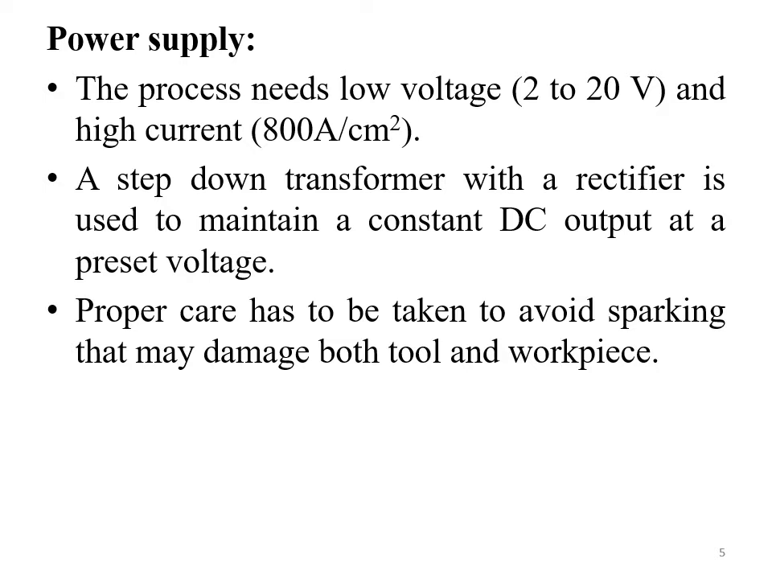So high current is being used here. Further, a step-down transformer with a rectifier is used to maintain a constant DC output at a preset voltage. Here, a constant DC output is expected. The DC source is connected here to obtain a constant output. That is the major reason why we are connecting the DC power source here.